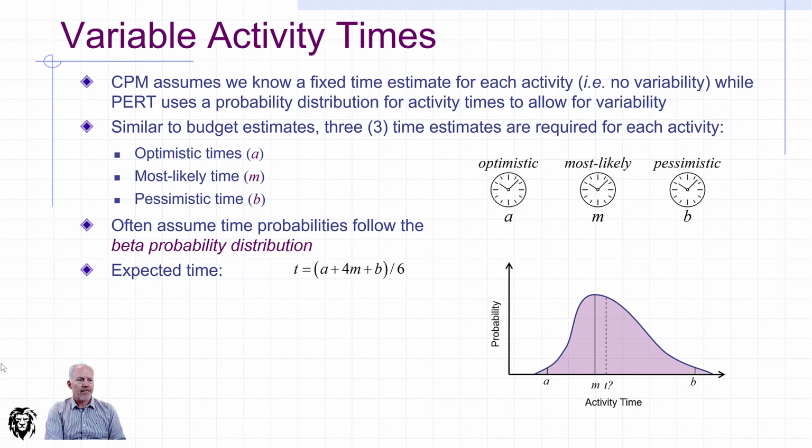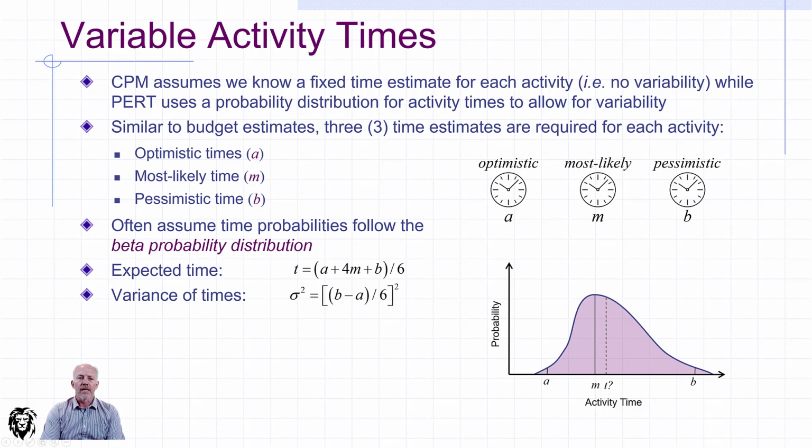So in this case, T, or time, is equal to our optimistic time plus 4 times the most likely time plus the most pessimistic time, all divided by 6. And what this does is it weights your most likely time considerably, but at the same time gives consideration to your most optimistic and most pessimistic.